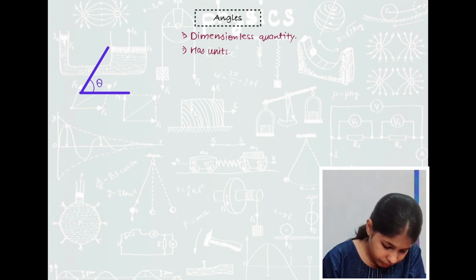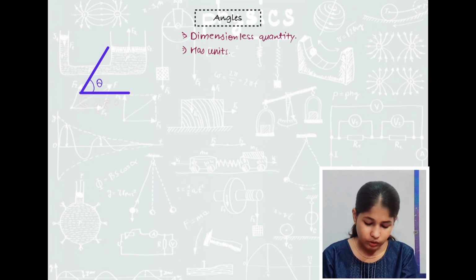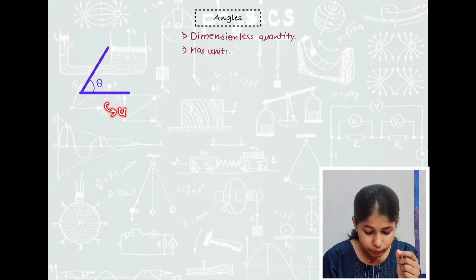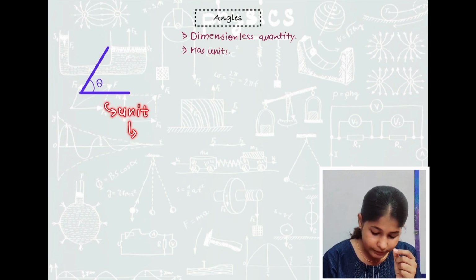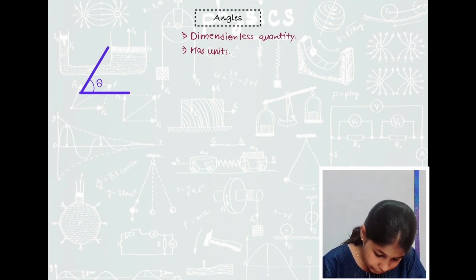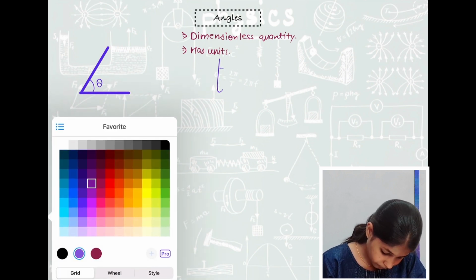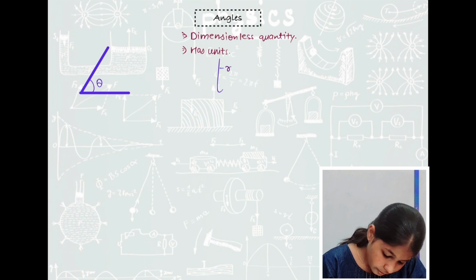Whenever we say this angle is about 45 degree, here we are using a unit. That unit is degree. Now we are going to talk about its units. It has two units, and what are these two units? First is radian.